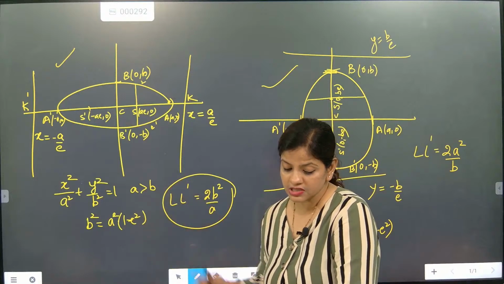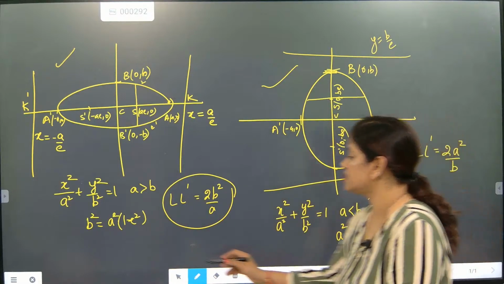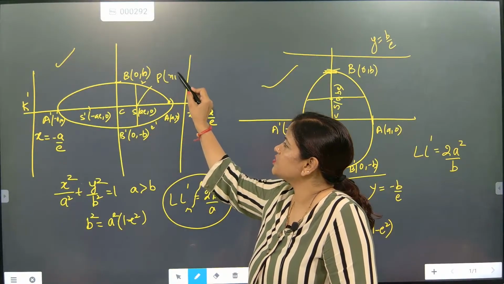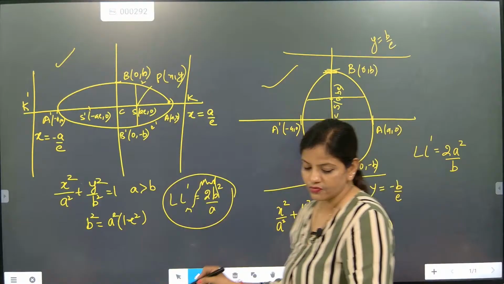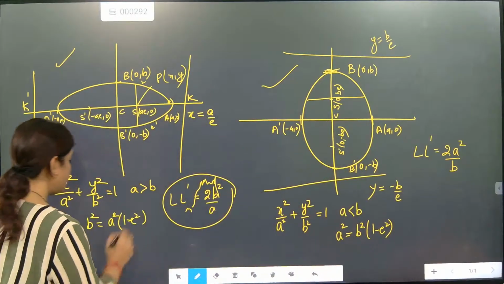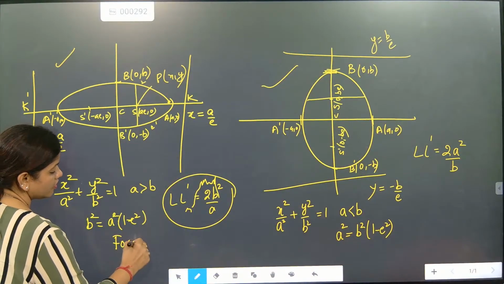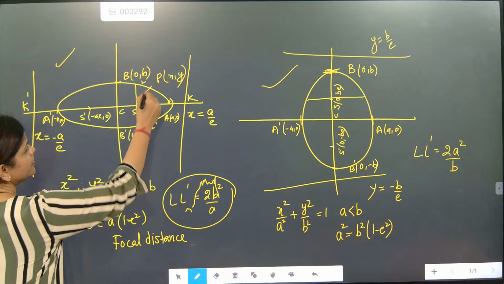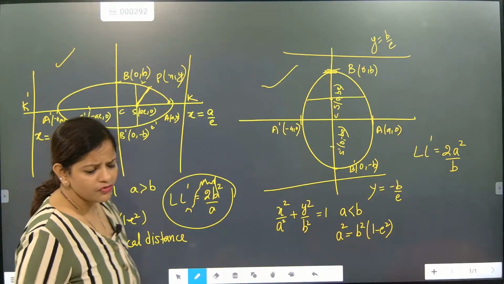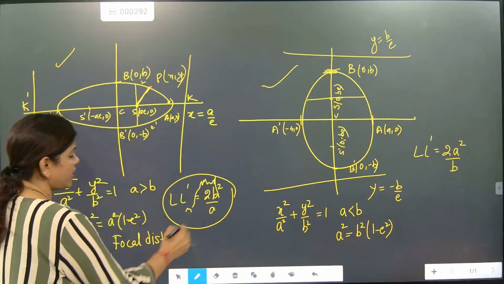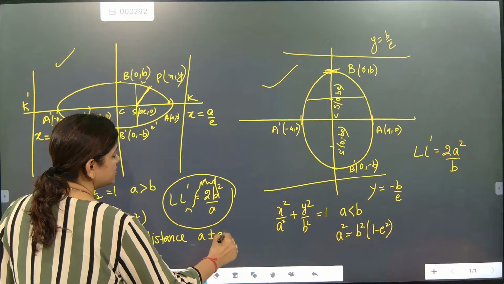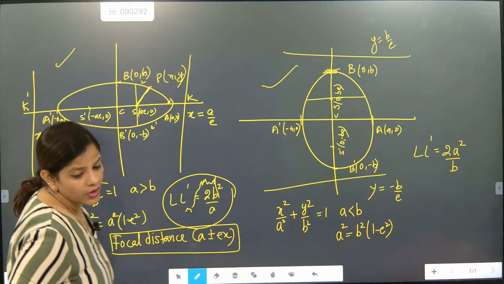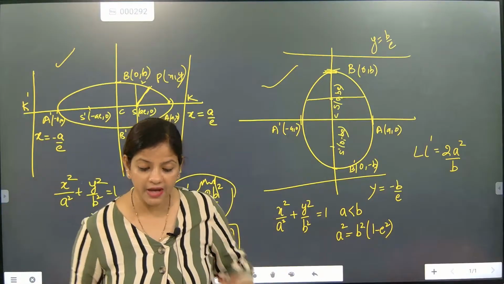Distance between focal distance will also change. Focal distance will also change. Focal distance means distance between the focus and an arbitrary point P(x, y). So here, note down the focal distance. Focal distance means the distance between the focus and the arbitrary point. Focal distance will be a plus minus ex. Remember this one, focal distance. Focal distance is coming as a plus minus ex.